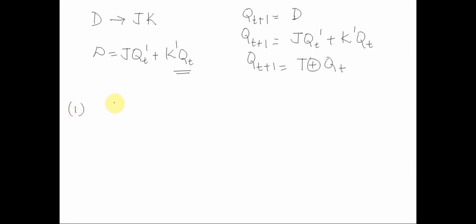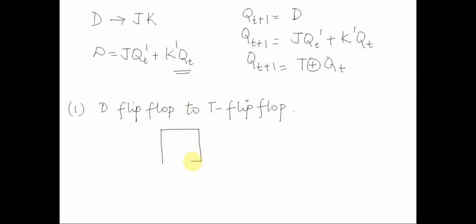Now the problem is we have to convert a D flip-flop to a T flip-flop. And how do we achieve this? Converting a D flip-flop to any other flip-flop is pretty easy. We have a D flip-flop with output Q, this is Q bar, and this is the clock. So what should we do to the T input so that this D flip-flop works like a T flip-flop with output Q and Q bar?